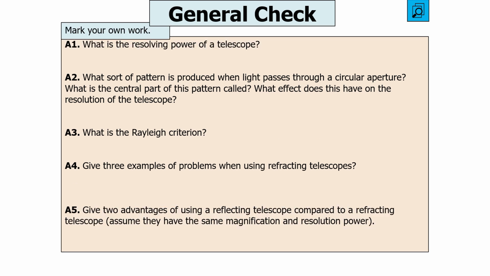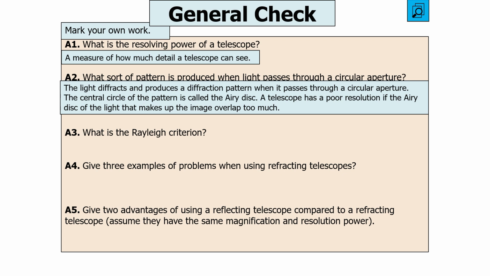Right, the definition of resolving power, you've got to learn it, is how much detail a telescope can see. Now, when you pass light through a circular aperture, the light will diffract and produce a diffraction pattern. Now, the central circle of this pattern, which will be a circular shape, is called the Airy disk. Now, a telescope is defined to have a poor resolution if the Airy disk of light that makes up the image overlaps with the first maxima of your image being produced. So the Rayleigh criterion in an equation is theta is equal to lambda over d.